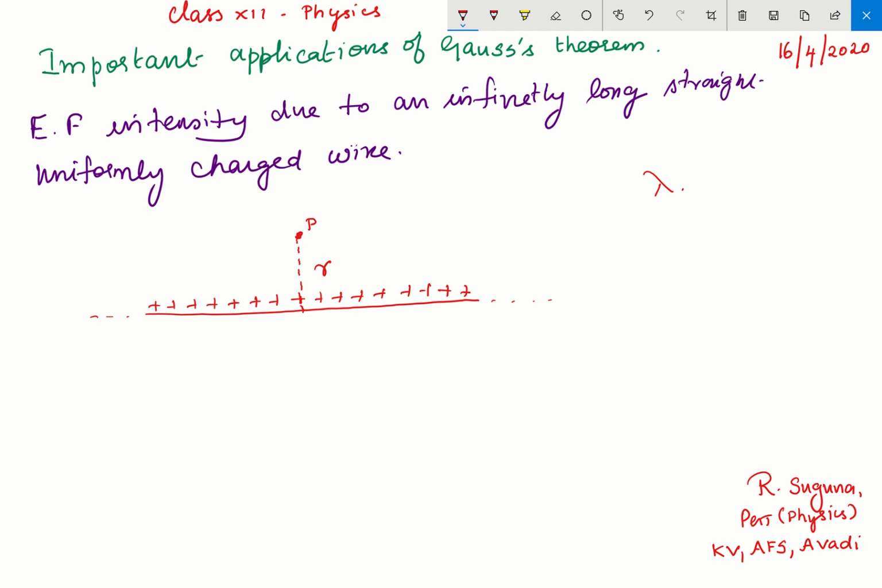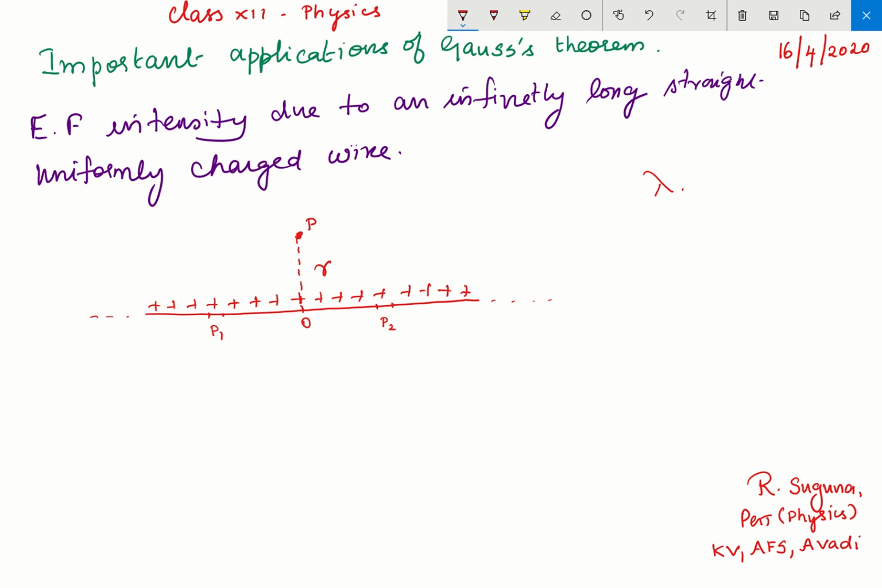So for that, let me take two small linear elements symmetrically on both sides of this perpendicular distance, and the perpendicular distance starts from O. OP is equal to R. So I'm taking two elements, let them be P1 and P2, and these two elements I have taken symmetrically on both sides of O. From O only, P is at a perpendicular distance R.